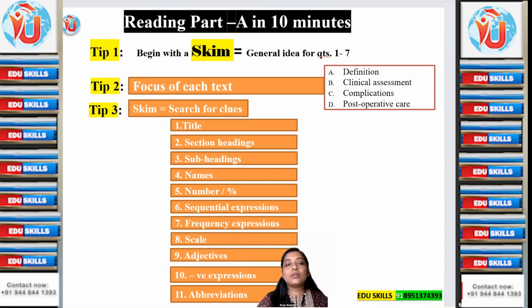Then I have already told you that you have to skim. What do you have to skim for? You have to skim for the clues. What are the clues? You have to read the title, the subheadings, section headings, then names. Names means the name of an organ, body part, some device, some medicines, or disease condition, whatever it is. Then numbers, percentages, sequential expressions, that means firstly, secondly, all those things. Then frequency expressions and scales: all, most, majority, many, all those things are scales. Then adjectives, negative expressions, and abbreviations. Search for all these clues.